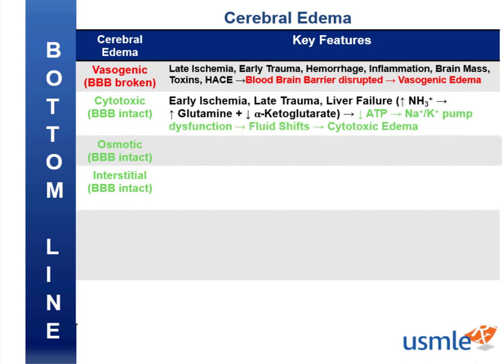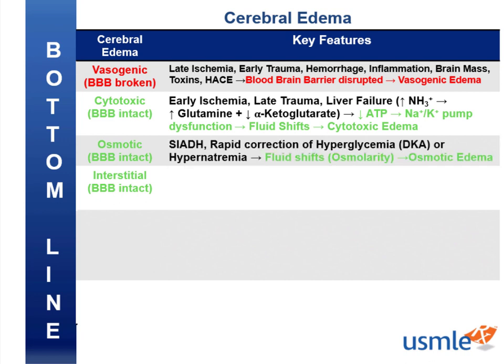Conversely, cytotoxic edema is caused by the early phase of ischemia, late phase of trauma, and liver failure causing elevated ammonia levels in the blood, all of which lead to ATP depletion within cells with resultant sodium-potassium ATPase pump dysfunction and fluid shifts due to ionic concentration differences that cause cells to swell and possibly die. That is cytotoxic edema.